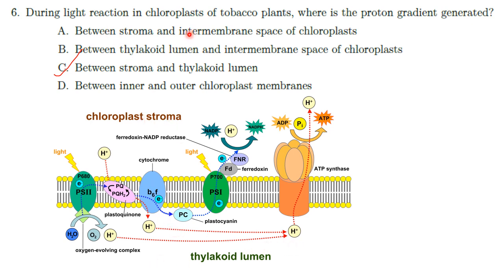It has nothing to do with the intermembrane space of the chloroplast as mentioned in A and B, as well as the inner and outer chloroplast membranes. So the answer here is option C, between stroma and thylakoid lumen. Answer is option C.